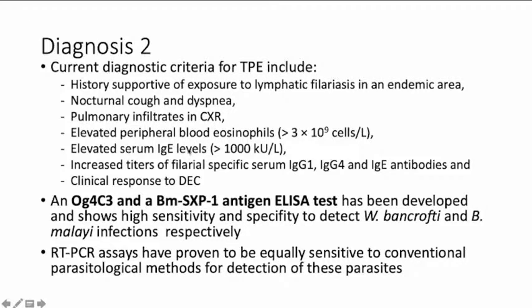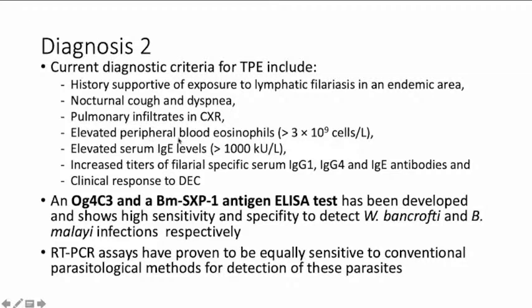And then elevated serum IgE levels, more than 1,000 kilounits per liter. And then increased titers of filarial-specific antibodies in the serum. So immunoglobulins in the serum, IgG isotypes like G1, G4, IgE antibodies, and then clinical response to DEC. So if your patient has the first 6 criteria and you start them on diethylcarbamazine and they respond, then you conclude and say you've actually confirmed a diagnosis of TPE.